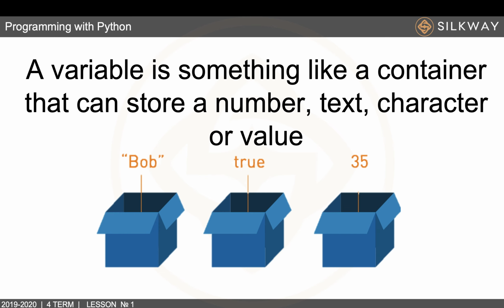Okay. A variable is something like a container that can store a number, text, character, or value, and also can be changed. What does it mean? It means that a variable, I hope you remember what a variable is, is something that can store some information and can be changed in the program while you're using this program.